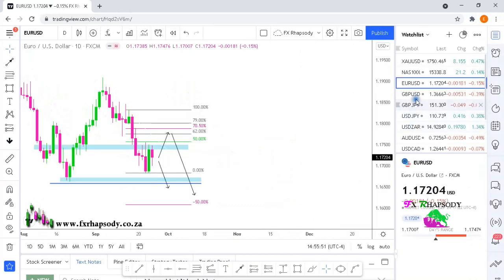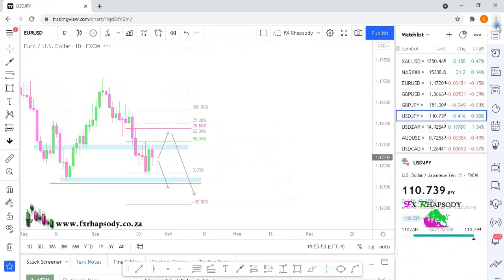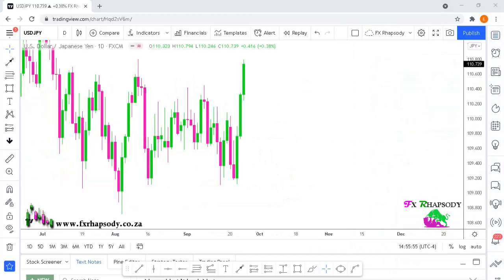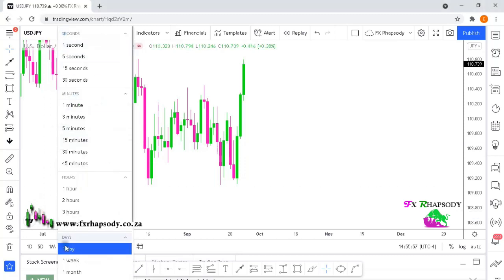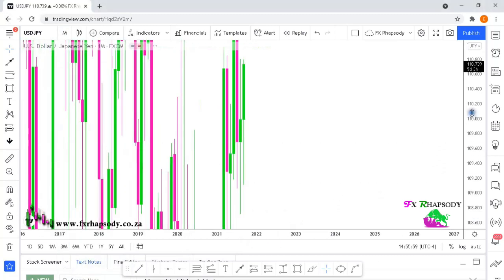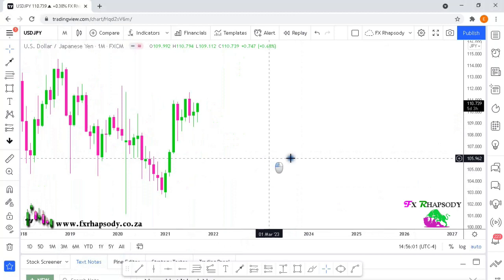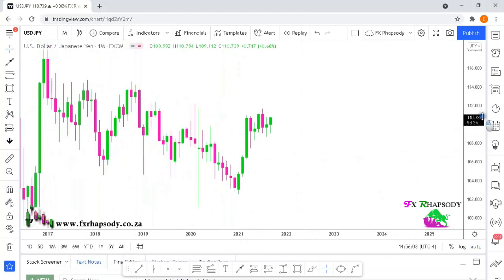Let's move on to the next one, the dollar yen. So monthly time frame, start off with a monthly always, from top to bottom. Okay, monthly, similar.